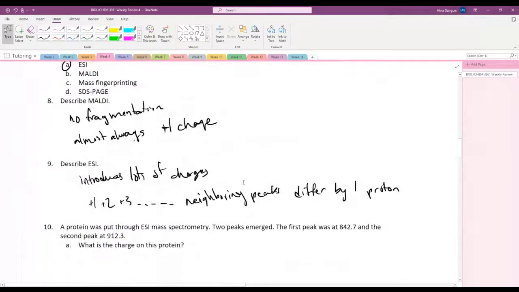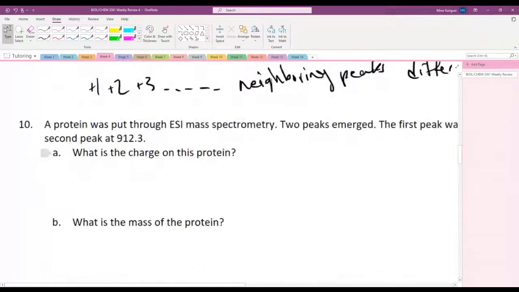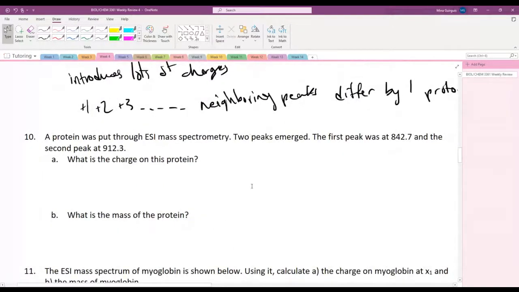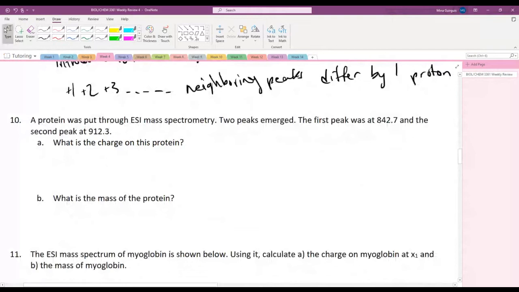Okay? So let's actually do an example of the math. And by the way, all of this math is completely fair game on an exam, on a quiz, problem set, all of those things. You're very likely to see something like this on it. Okay? So this question I'm going to do the long way. The second question I'm going to do the easier way. Okay? So two peaks emerged.